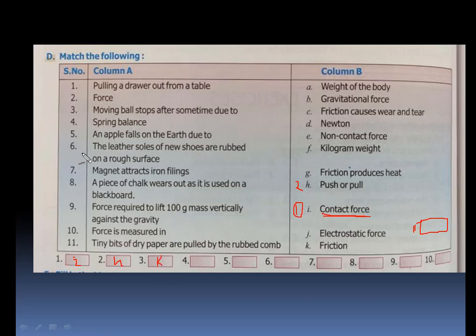Then 4. Spring balance measures weight. So where is weight written? Weight of the body. So A. Then 5. An apple falls on the earth due to what? Gravitational force. B. Then 6. The new leather shoes are rubbed on a rough surface. What is the reason? Friction produces heat. This one, G.